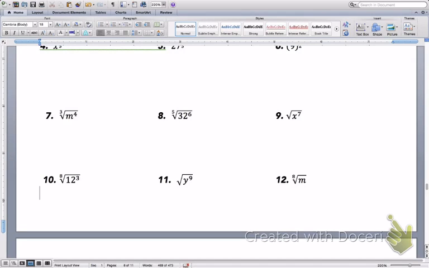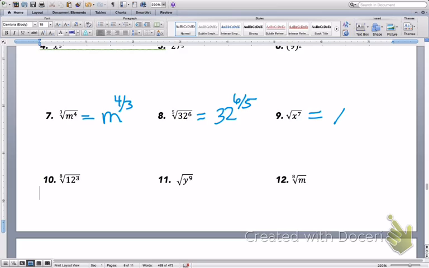And we have the cube root of m to the power of 4. So I'm going to write this as a fractional or rational exponent. So I'm going to write the fraction. It's going to be 4 over 3 because the root is at the bottom. Here's going to be 32 to the power of 6 over 5. And actually we can't evaluate this because no number multiplies by itself 5 times to give us 32 unless it's a decimal. We'd have to use a calculator for this.